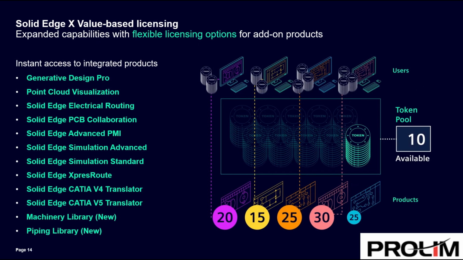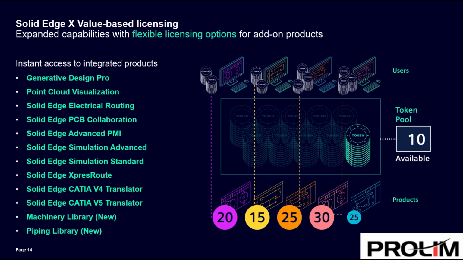Let's look at the list of products currently available with value-based licensing. These are all valuable products, but are you really going to use each one of these every day? What if you could just mix and match and decide what you wanted to use at any time, without having to buy all the individual products, but place them on the shelf when not in use for maybe months out of the year? New with Solid Edge X are the machinery and piping libraries, added to this already very comprehensive list, all available through value-based licensing. This list will continue to grow. So you can see how this can add a whole new dimension of flexibility and access to your product usage.